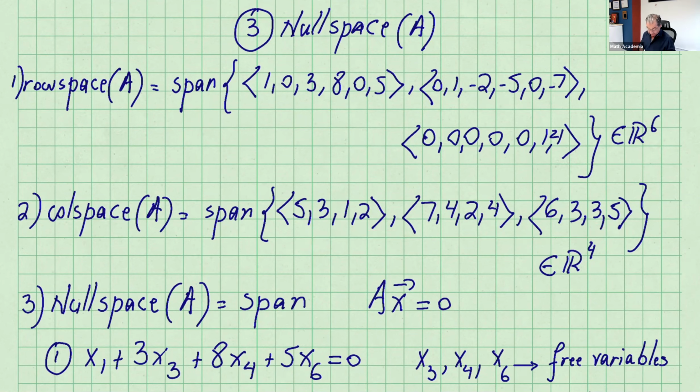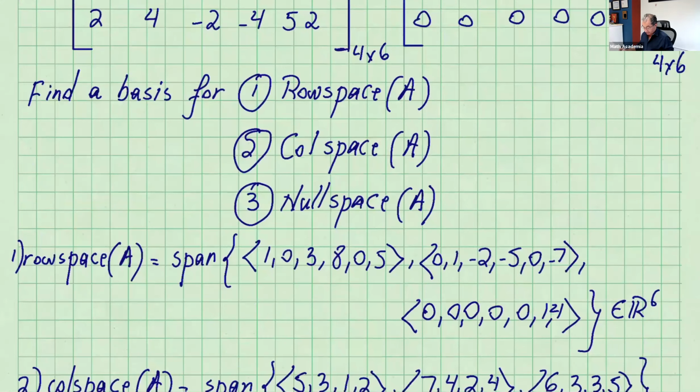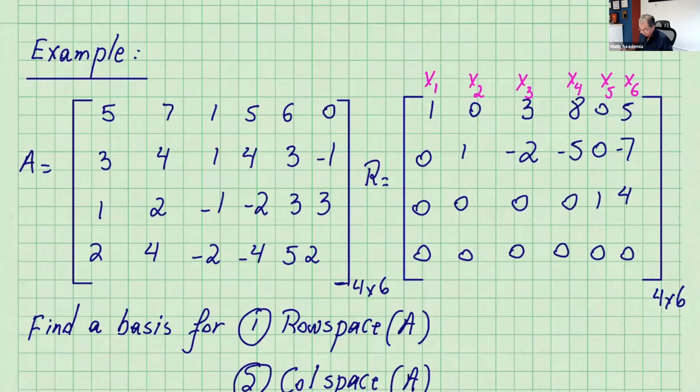For the null space of A, you have to solve again the system AX equals 0. Directly from the RREF, you can go ahead and solve that. First of all, three variables are free: x6 because it's not a pivot column, x4 because it's not a pivot column, and x3. The other ones are just the basic variables, x1, x2, and x5.